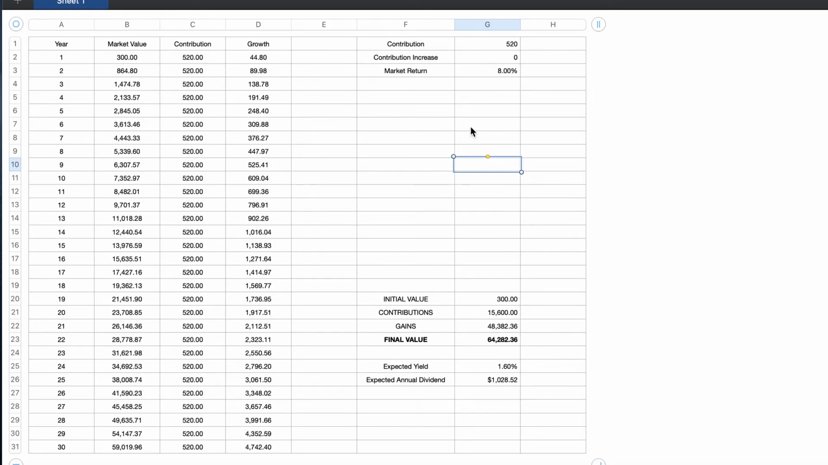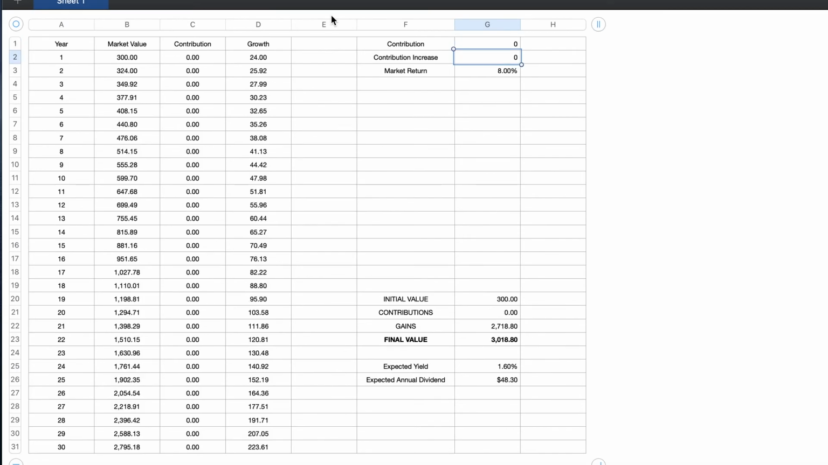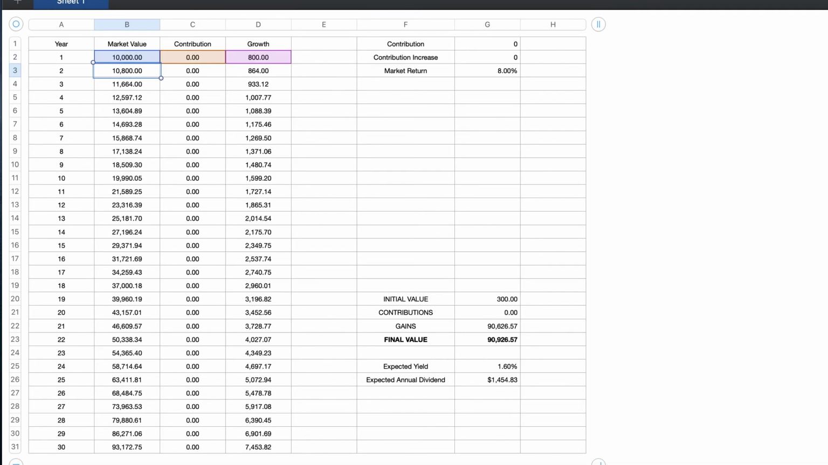So let me actually show you another quick thing. Let's say we didn't put any money into this. Let's say our contribution was nothing. So our $300 would end up being $3,000. But let's say we could start with a higher starting value. Let's say we had $10,000 in there right now. So that $10,000, hypothetically, at 8% would grow to $90,000.